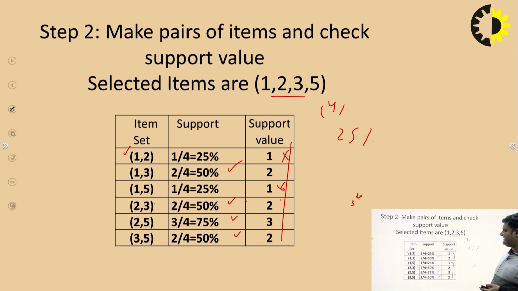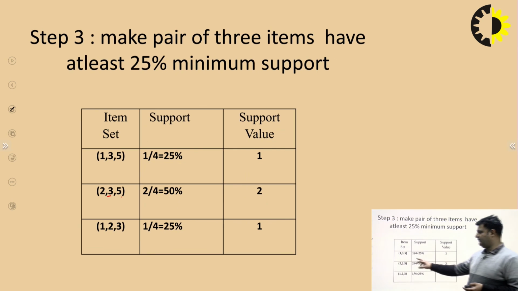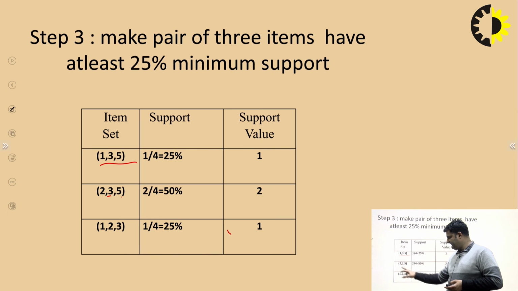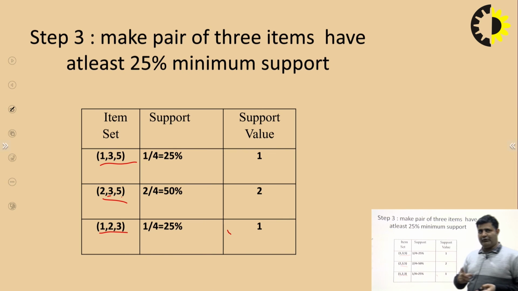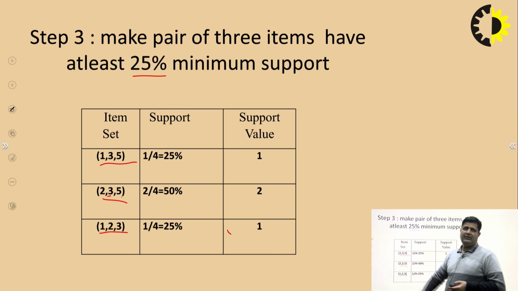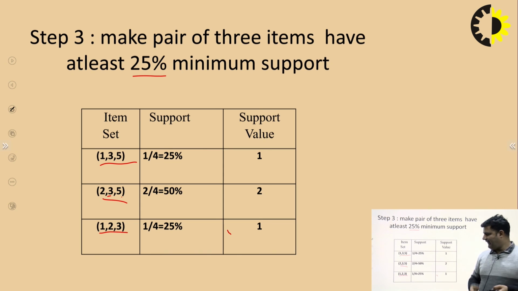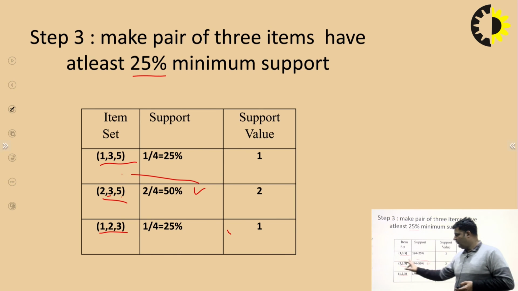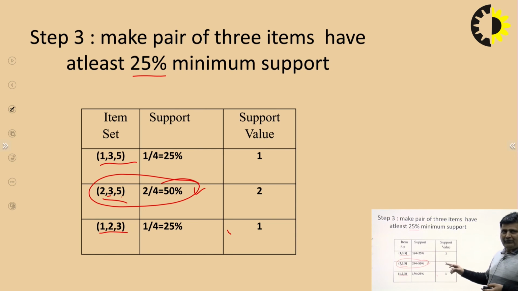Then in step number 3, we make the pairs of 3 elements. In this case, we put the minimum support value at 25%. At the time of the final decision we have to take 50%, but we keep the elements in this table up to 25% of the support value and the others are discarded. In this table, we find only one group, of the elements 2, 3 and 5, in a triple form. We take this in step number 4.